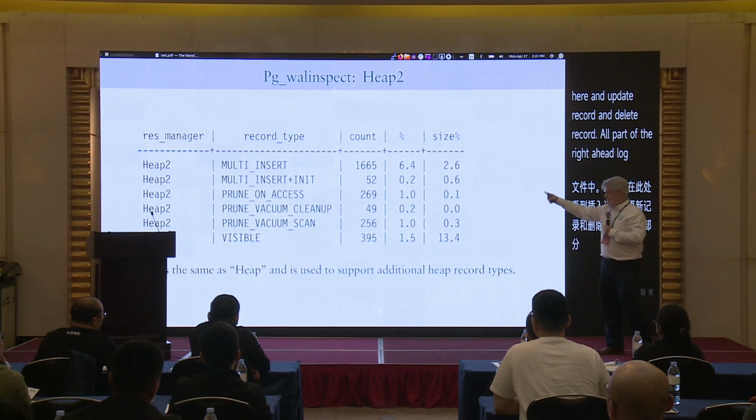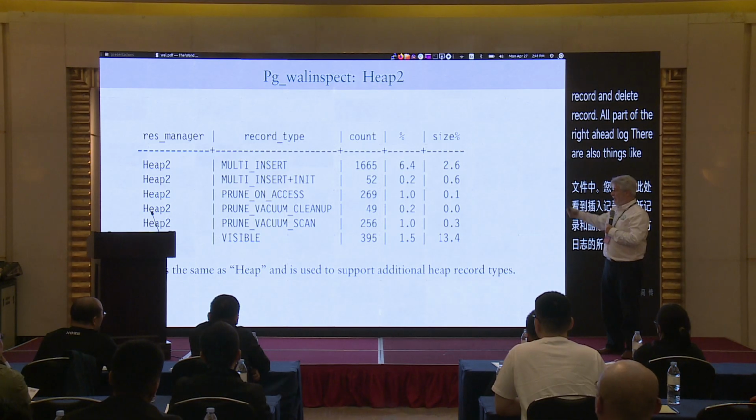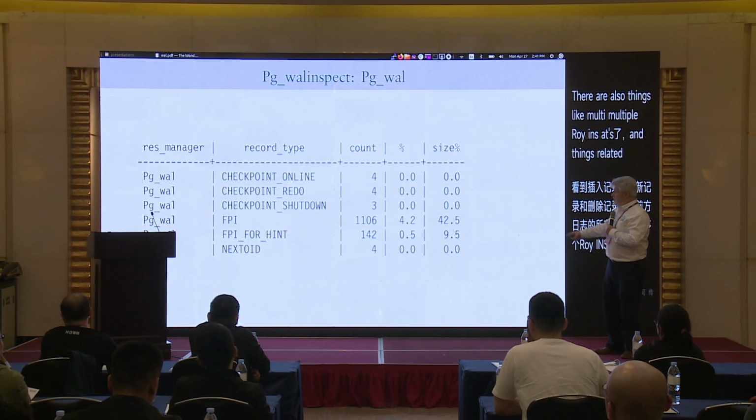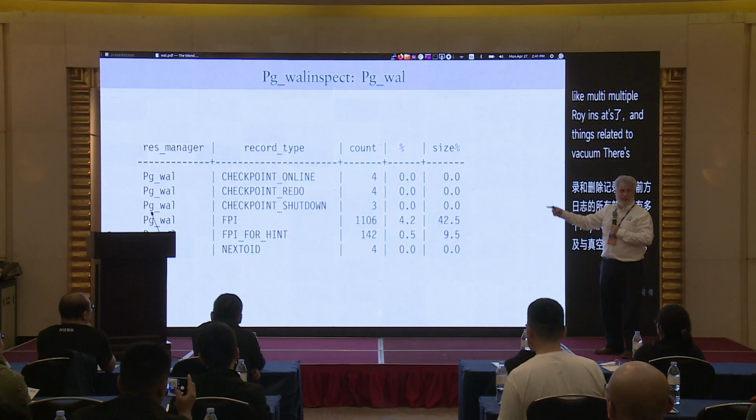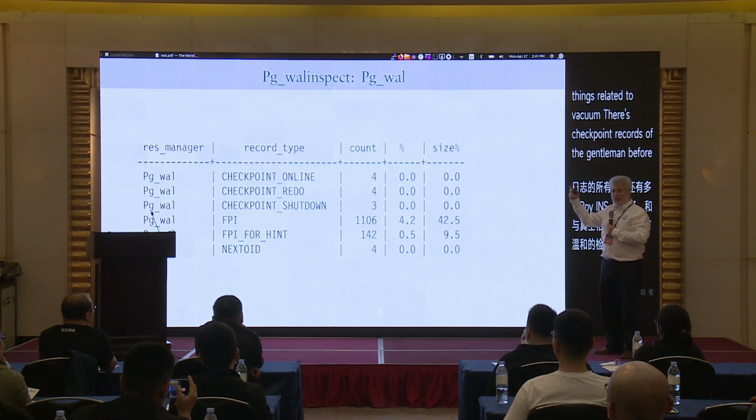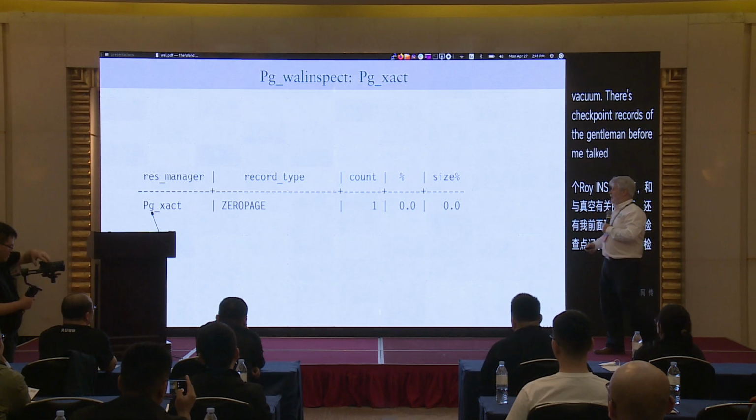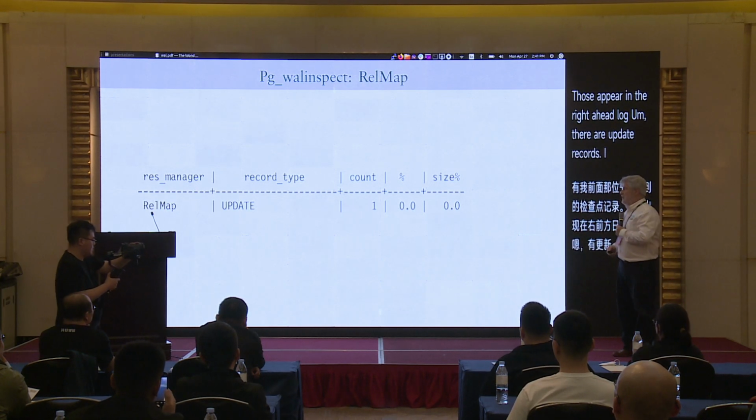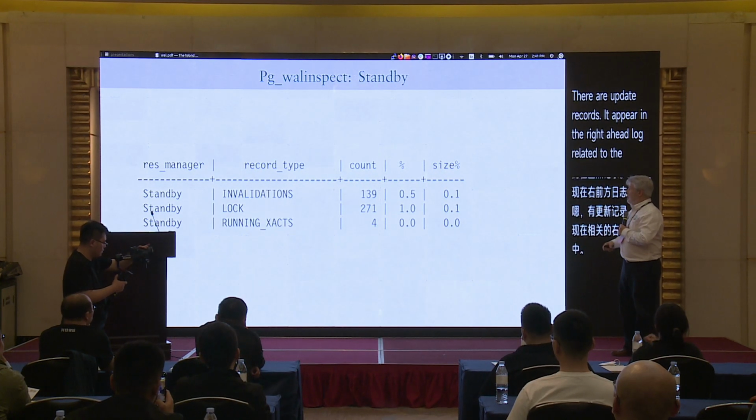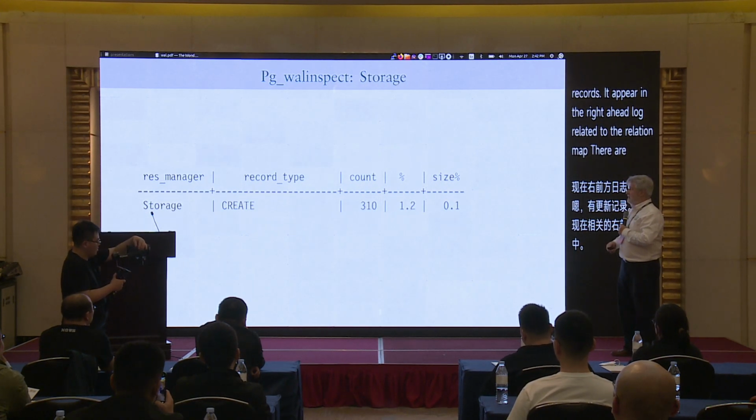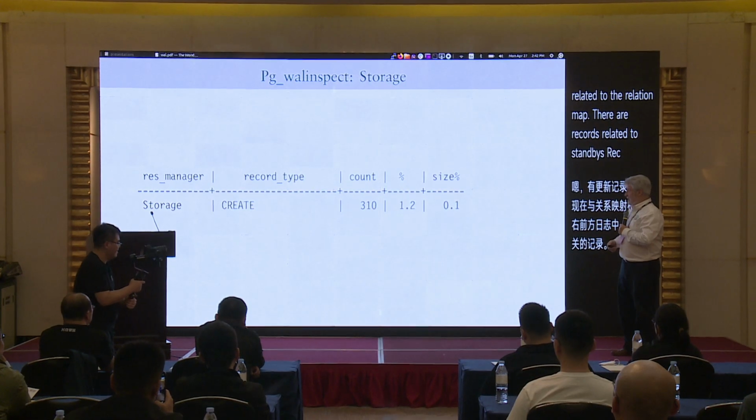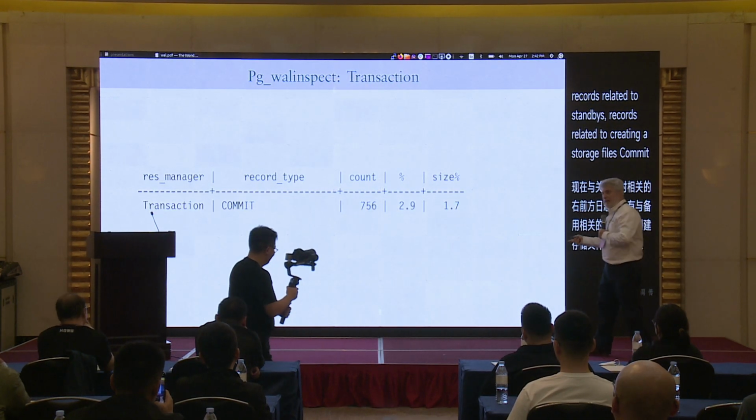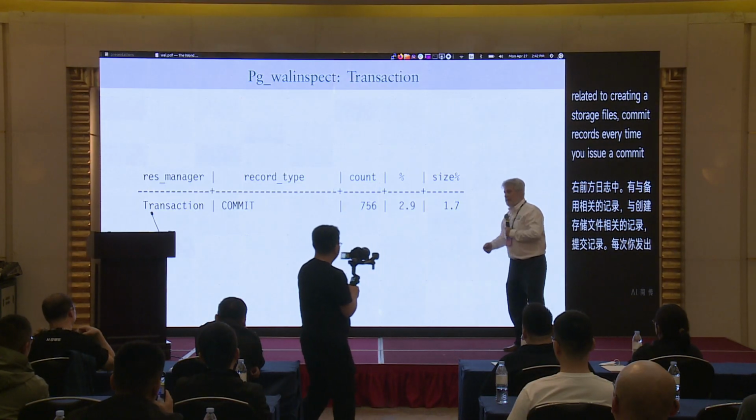There are also things like multiple row inserts and things related to vacuum. There's checkpoint records, and the gentleman before me talked about checkpoint records. Those appear in the write-ahead log. There are update records that appear in the write-ahead log related to the relation map. There are records related to standbys, records related to creating storage files. Commit records, every time you issue a commit, that generates a record in the write-ahead log.